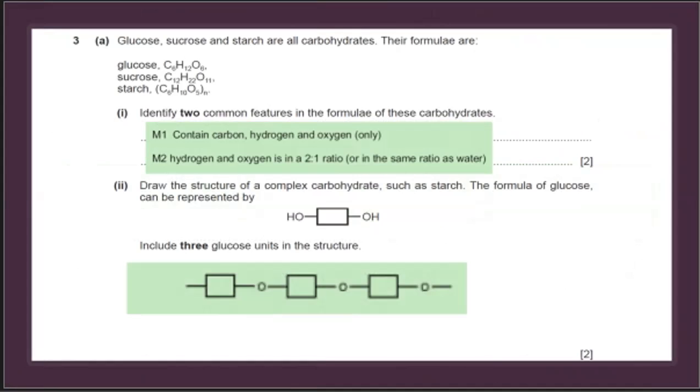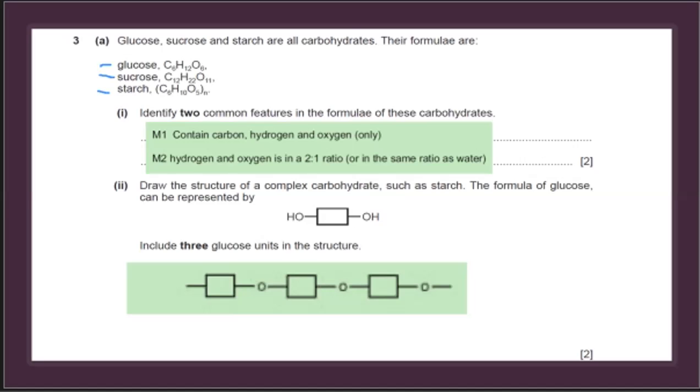All right, so question 3. Glucose, sucrose, and starch are all carbohydrates. Their formulas are given below. So you have glucose C6H12O6, sucrose C12H22O11, and starch (C6H10O5)n, because that unit is being repeated over and over.